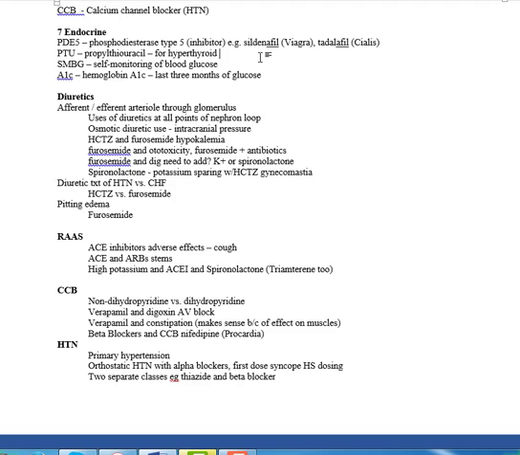High potassium and ACE inhibitors and spironolactone, so we want to be careful. ACE inhibitors are notorious for causing hyperkalemia, as are the potassium-sparing diuretics, spironolactone and triamterene.